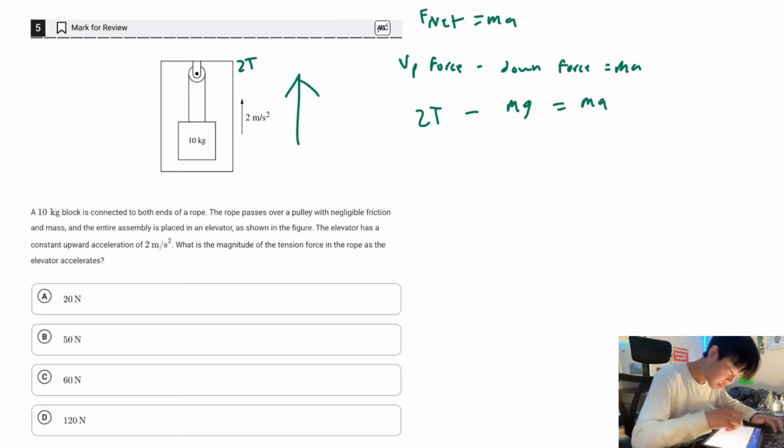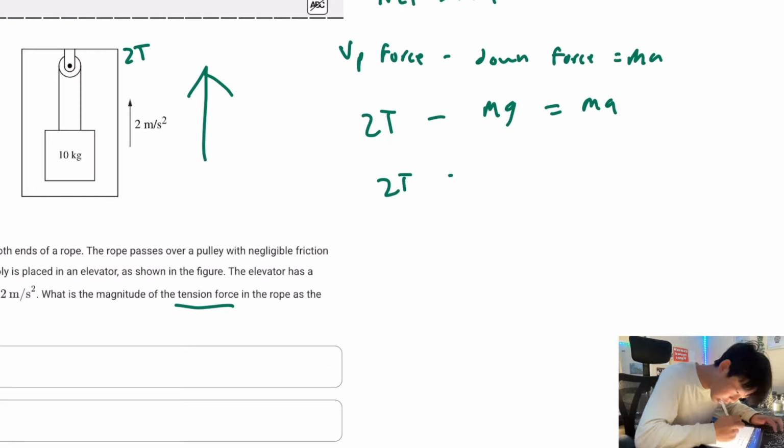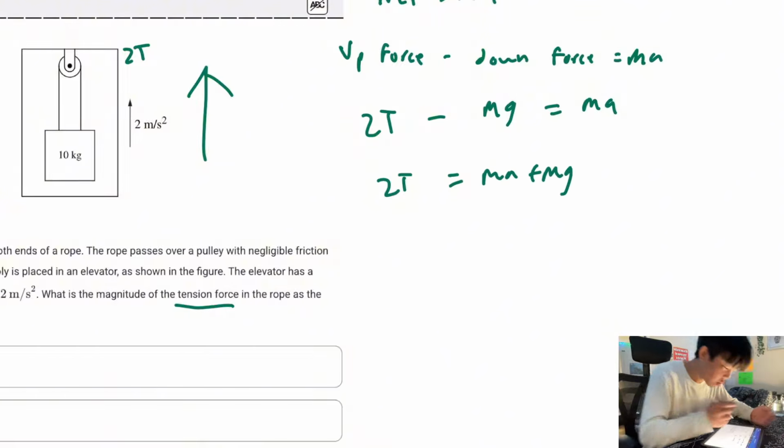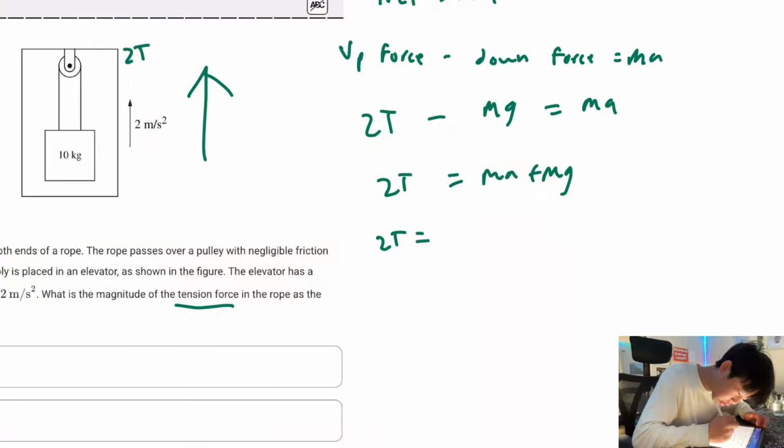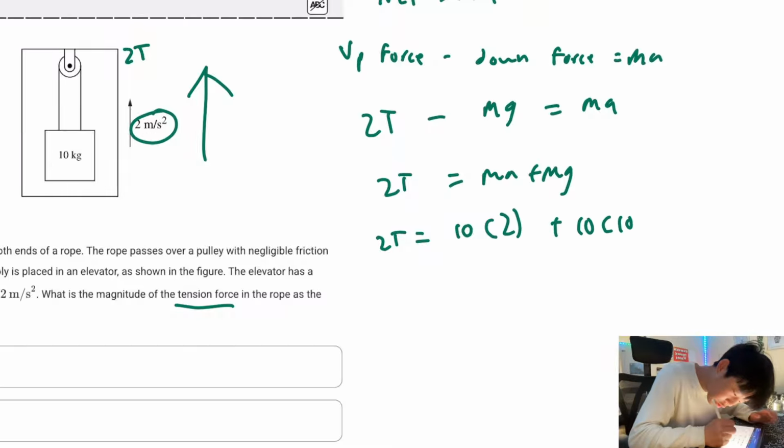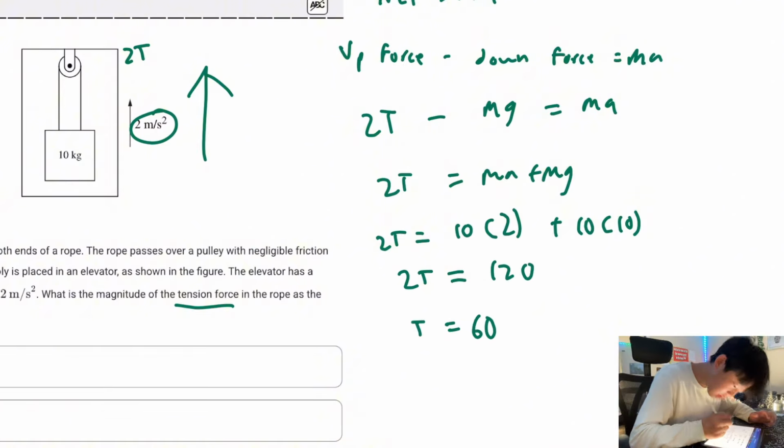So now, it's asking us to find the tension force. Let's isolate T real quick: 2T equals ma plus mg. Now let's start substituting. It gives us the m, the m is 10 kilograms. So 2T equals 10 times acceleration. This is so easy. They're literally giving us everything, which they never do on the real test. So we get 2T equals 20 plus 100, which is 120. So that means T equals 60.